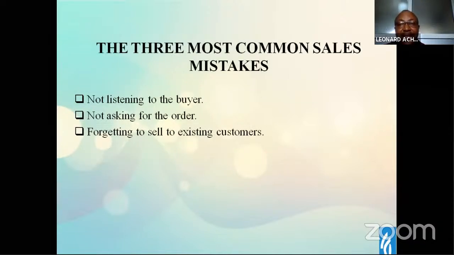There are three most common mistakes salesmen make. Number one, not listening to the buyer. You talk and talk and talk and not listen to the buyer. There's no feedback mechanism. It's a very big mistake. And also not asking for the order. I can't imagine a salesperson going out and speaking all the grammar he knows in the world about the product and the company and not placing an order. Then you have not done anything.